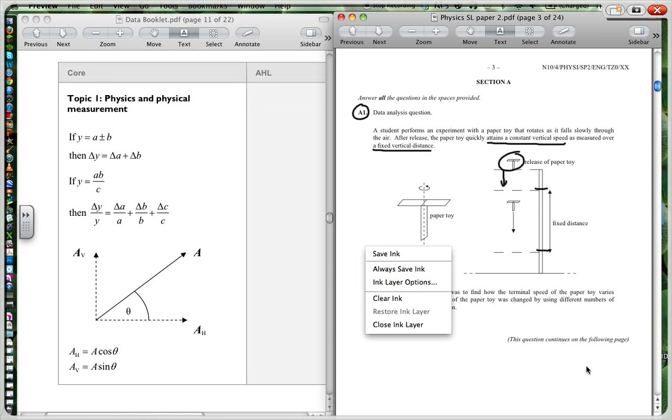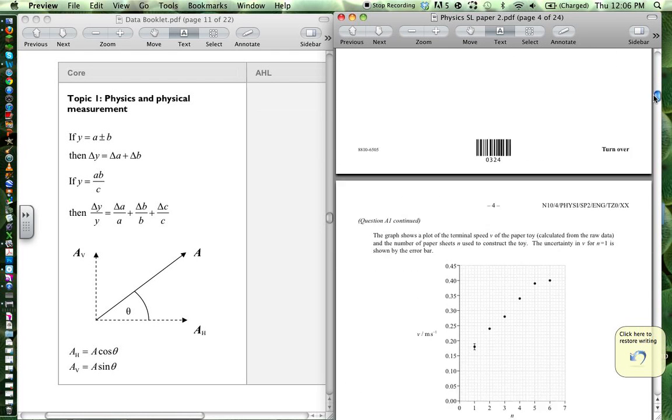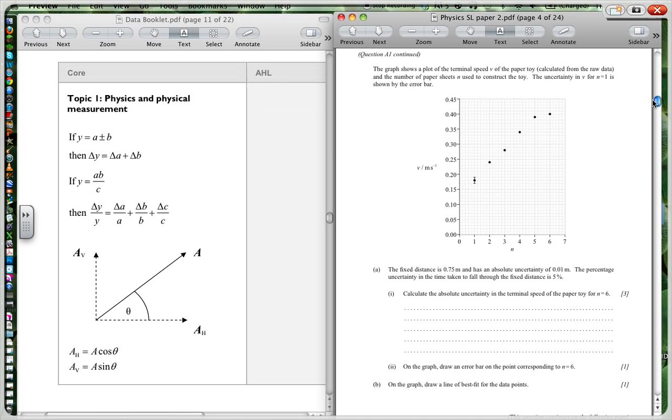Okay, so that's the background to this data that we're going to analyze, and we've got this over here. It shows a plot of the terminal speed v of the paper toy calculated from the raw data and the number of paper sheets n used to construct the toy. The uncertainty in v for n equal to 1 is shown by the error bar. So we've got an error bar over there.